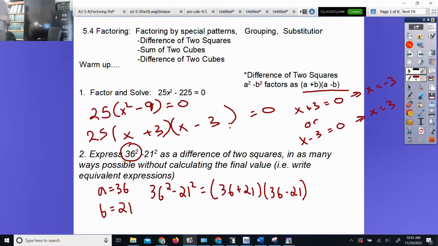You guys may not remember there was a question similar to that on your benchmark. I'll get it out in a little bit when we actually get to it. There's almost always a question like this on the non-calculator part of your EOC. They'll ask which of these is equivalent to 36 squared minus 21 squared, and they'll have 4 choices. None of them are the numerical answer. It's where they rewrite it. That's all they do.